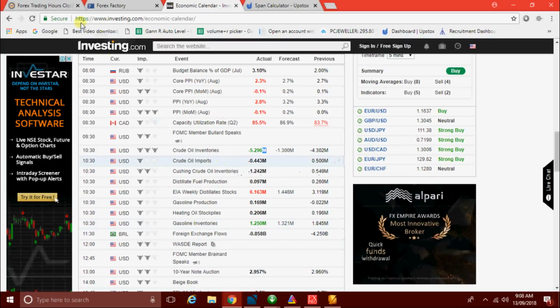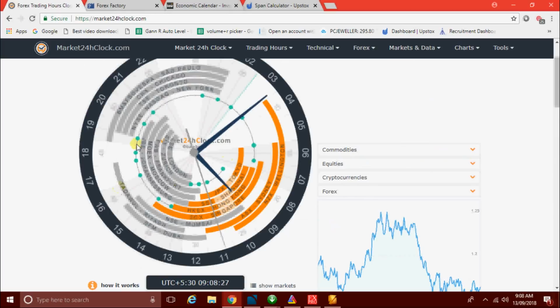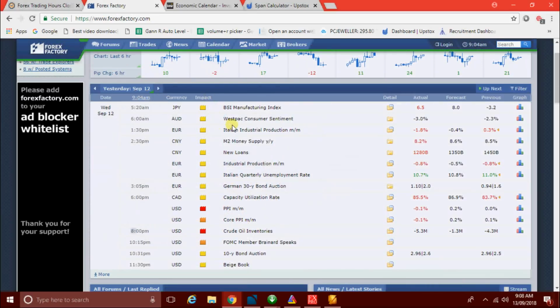So first, make sure of the trading times of the market, the London market and the New York market, mainly the New York market. At about 7 o'clock it will start opening. At that time this market shows a good movement. Then next, every Wednesday you just go through forexfactory.com and make sure of the crude oil inventory time.